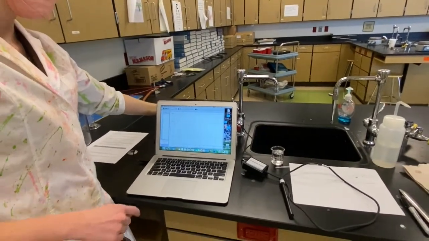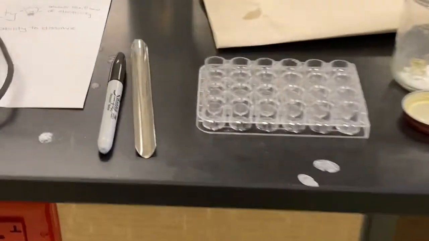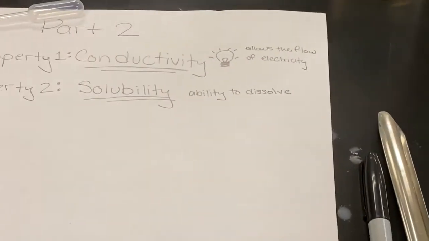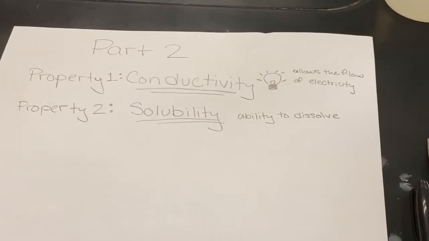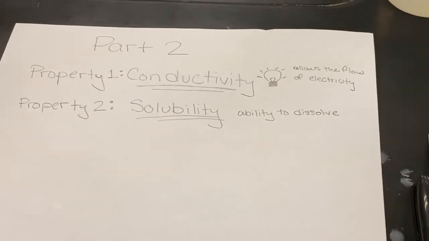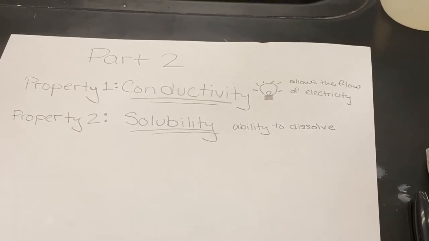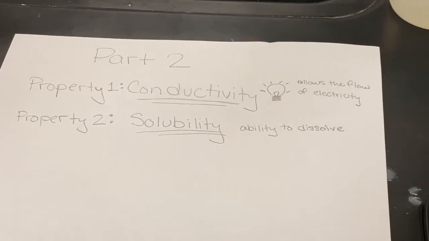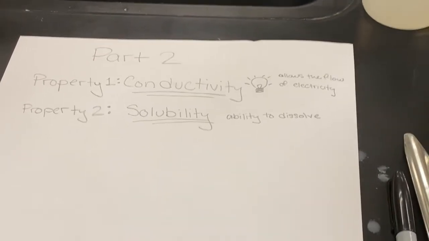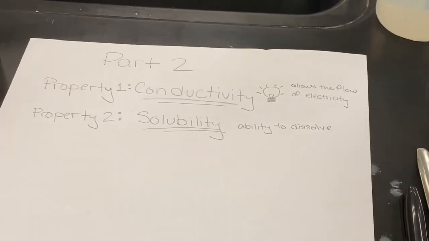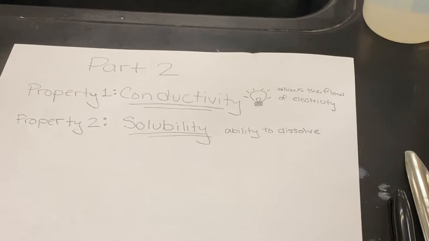All right, so the focus of this part of the lab is on 2 different properties. The first is conductivity, which relates to the first video you saw, our little introduction with the light bulb. Conductivity is when electrons are allowed to flow through something. Solubility is our second property, which is the ability of a substance to dissolve.